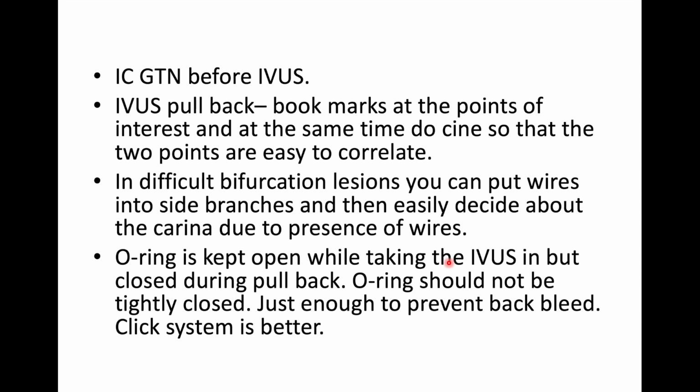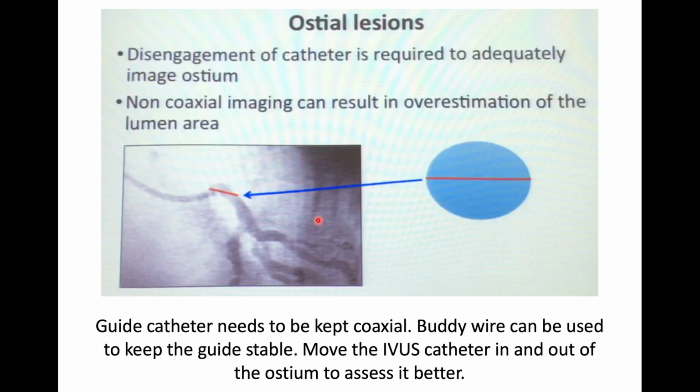Then the O-ring is kept open while taking the IVUS in, but closed during pullback. O-ring should not be tightly closed, just enough to prevent back bleed. So that's why the click system is better than the circle, where on the Y connector you have the rotatory valve. Instead of that, the click system is much better.